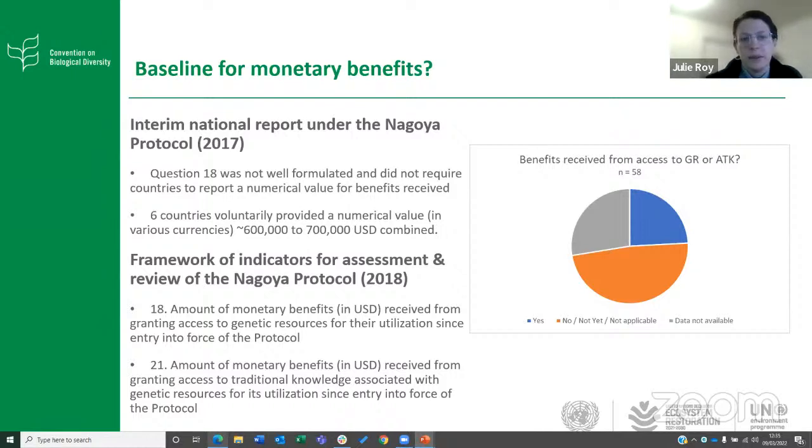Following those national reports, at COP 3 in Sharm el-Sheikh, the MOB did the first assessment and review of the effectiveness of the Nagoya Protocol. They looked at the information that was available, and they also adopted this framework of indicators, which could be used to measure future progress. Again, this is more in view of global analysis. With these two indicators you see here, amount of monetary benefits in US dollars, there's already a progression, as we're looking at a numerical value with a standard unit of measurement in US dollars.